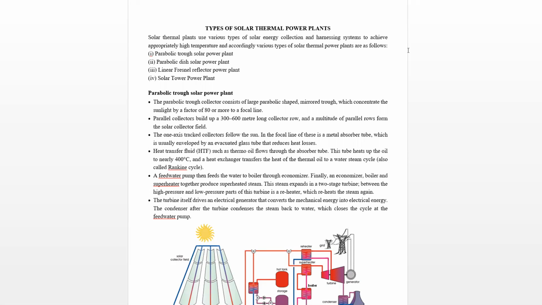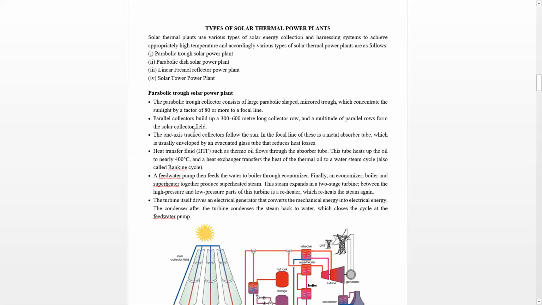Now, you see, depending on the different types of solar energy collection and harnessing systems, there are various types of solar thermal power plants which are as follows: parabolic trough solar power plant, parabolic dish solar power plant. So in the first case, the solar energy collection and harnessing system is of parabolic trough type. In the second case, it is of parabolic dish type. Likewise, there are two more systems. Third one is linear Fresnel reflector power plant, and the fourth one is solar tower power plant. So I will deal with all these four types of power plants one by one.